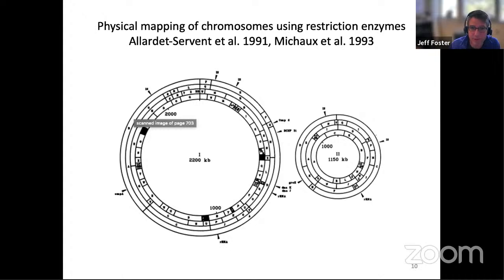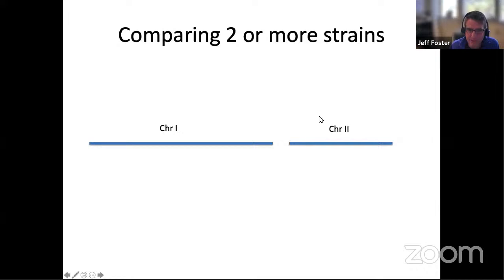So early work seems pretty crude right now, but they were able to map out the chromosomes and do really great stuff with relatively crude technologies, at least compared to what we have now, but really groundbreaking at the time. And so what are we trying to do here?